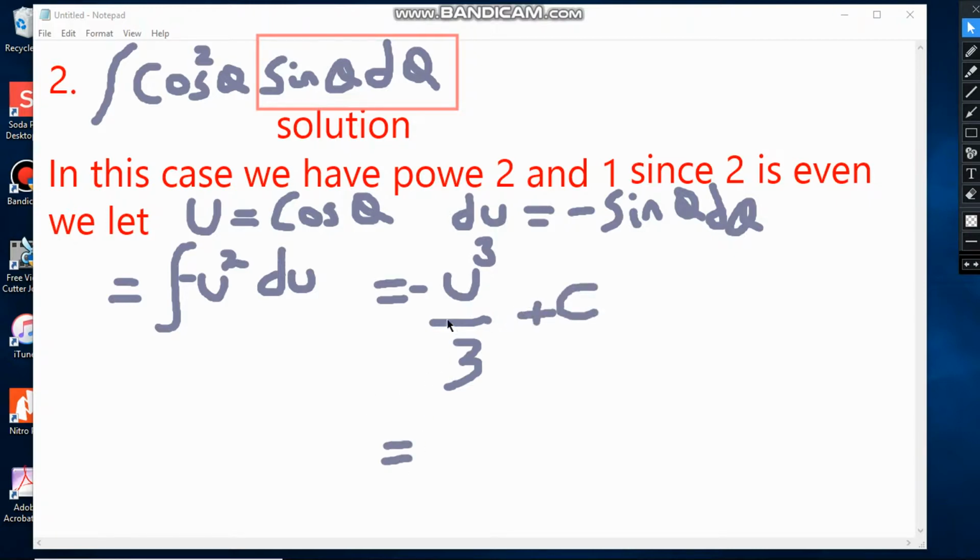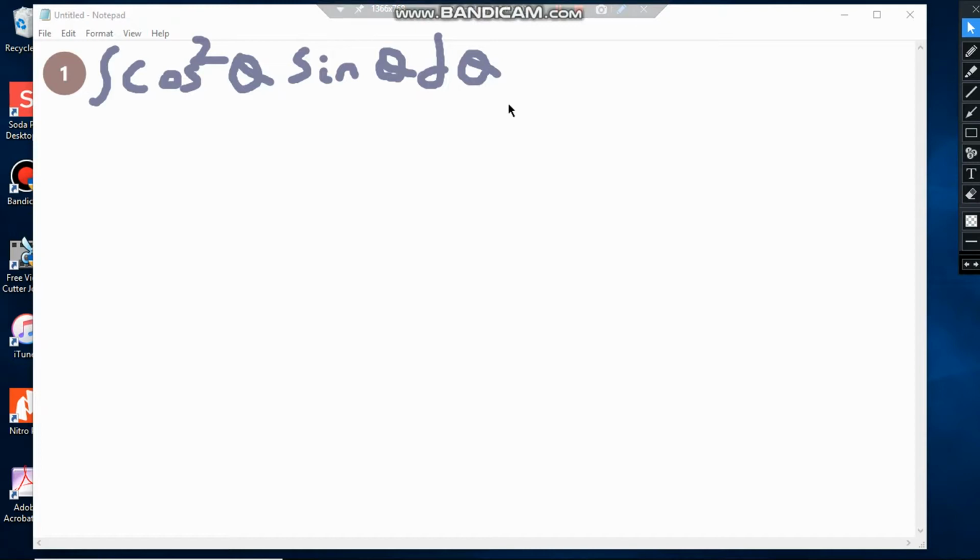So what is u? Negative cos of theta. Okay, let's consider the following example. We have to integrate the function which is the cos square of theta sin theta d theta.